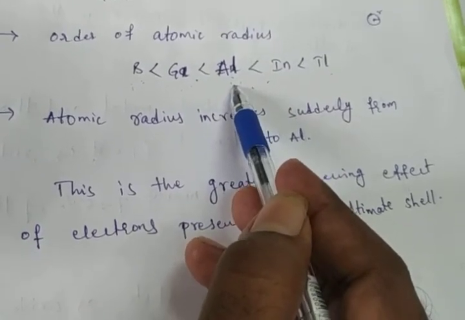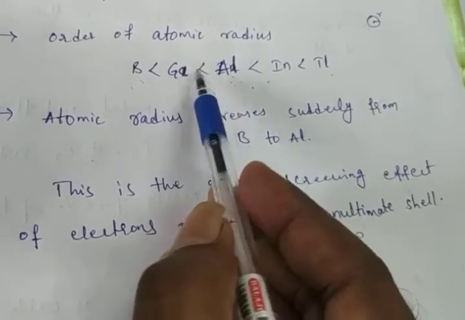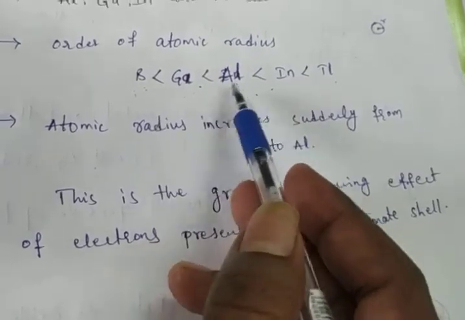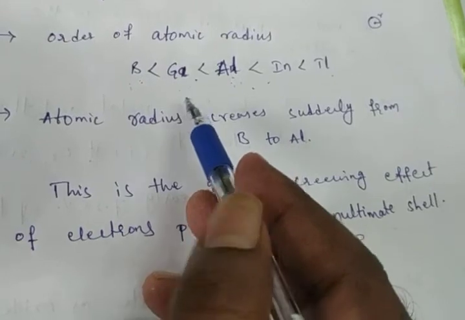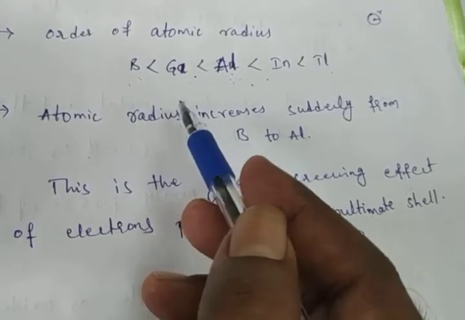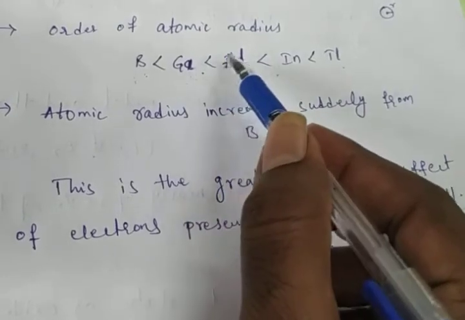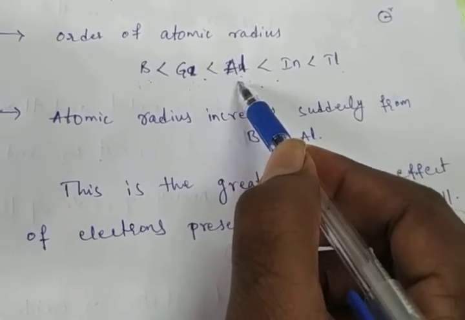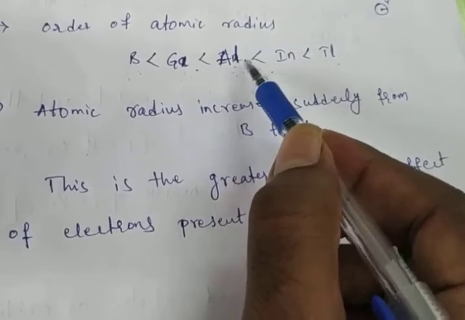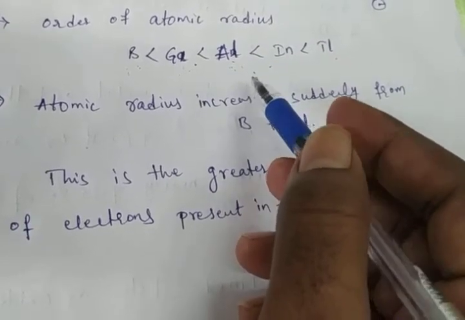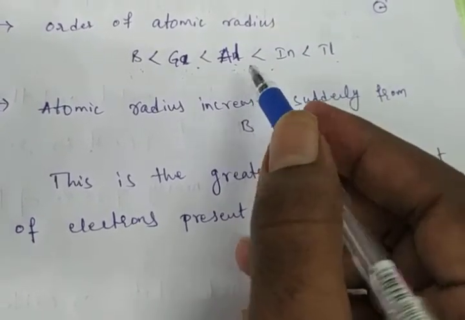And next point, after boron to aluminium, after that the atomic radii of gallium is less than aluminium. Atomic radius of gallium is less than the aluminium. This is because of the poor shielding effect of d electrons in gallium.